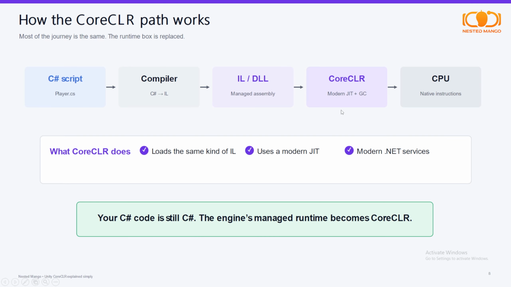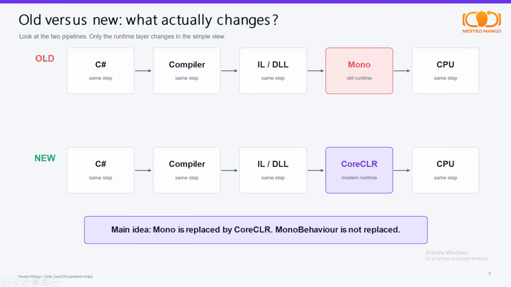So basically CoreCLR is a modern compiler which converts the IL to machine code. You can see that was the old way, IL to Mono to CPU, and the new way is CoreCLR. And this is the runtime. The garbage collection is very good, and Unity is claiming that the performance will be greatly increased.